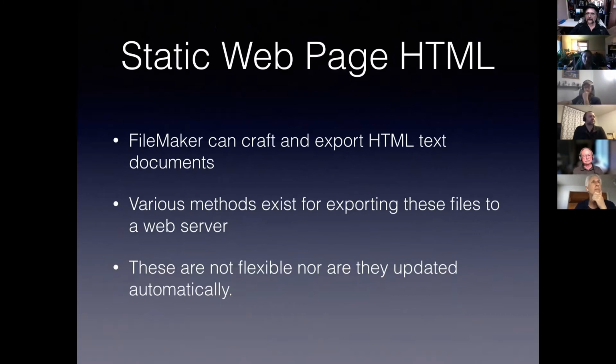So basically, static web page HTML. It's possible for FileMaker to generate a text file with HTML that's been generated based on data in your database. And there's various ways to export that and transfer it to your web server, but it's really not very flexible and it's not updated very often. I can think of a couple possible use cases, but it's not updated at all. You'd have to manually update or have some sort of scripted update. We want data that updates instantly.